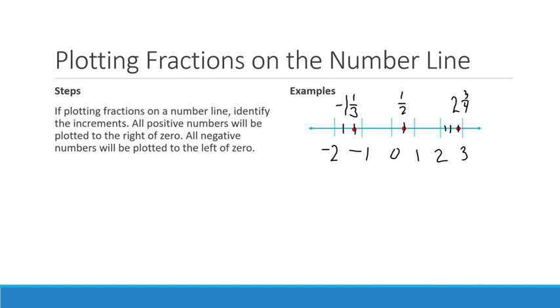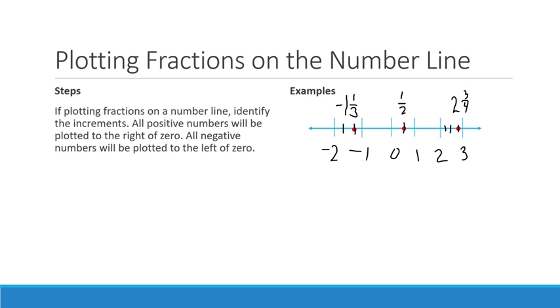When plotting fractions or mixed numbers on the number line, take note of the increments on the number line. Sometimes you'll have a mix of positive and negative numbers, or just positive numbers, or just negative numbers. When you have a mix of positive and negative numbers, numbers to the right of 0 will be positive, numbers to the left of 0 will be negative. As you move to the right, you're increasing in size, and as you're moving to the left, you're decreasing in size. Even though the numbers look like they're increasing, that negative means they're decreasing in size.